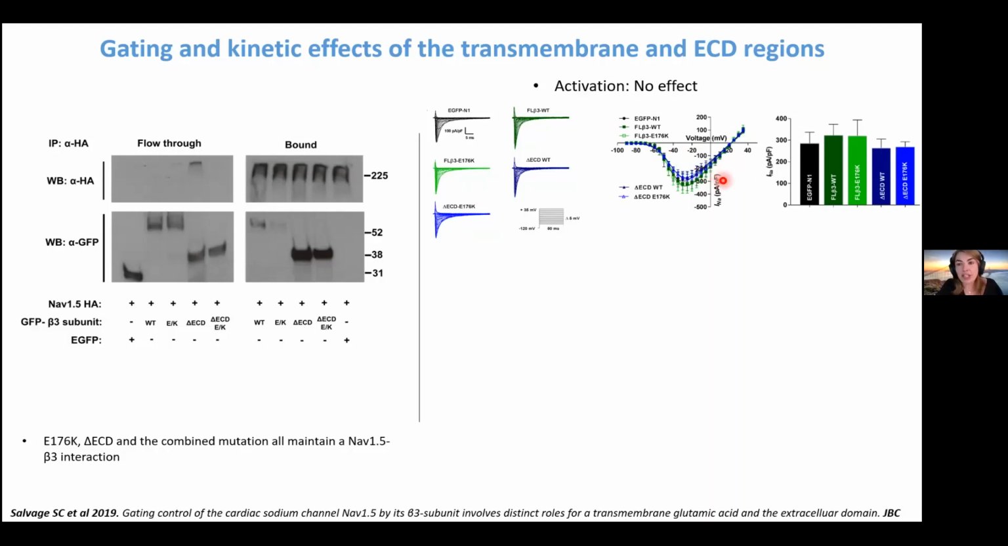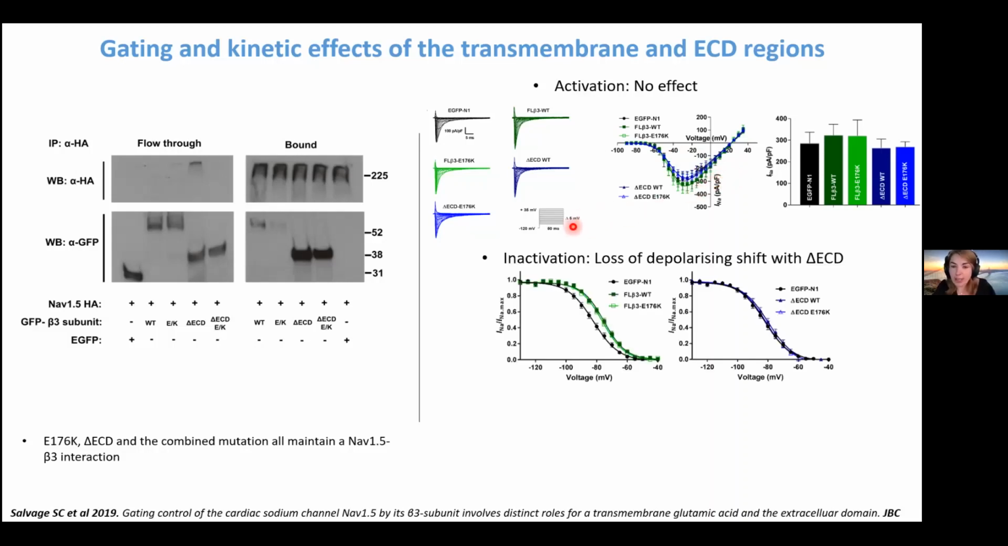So what about inactivation, where beta 3 increases channel availability? Well, when you look at that point mutation, the glutamic acid to lysine in the transmembrane domain, there is no change to this depolarizing shift induced by beta 3. So this still confers an increased channel availability. In contrast, however, when you lose the extracellular region, this shift is completely abrogated, which implies that it's the extracellular region of the beta 3 subunit that is probably sitting somewhere near the domain 4 voltage sensor to mediate these shifts.